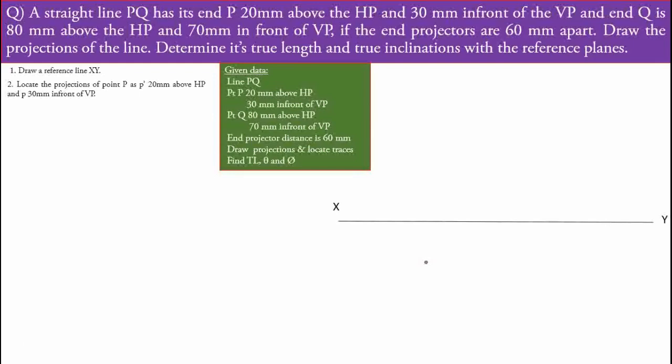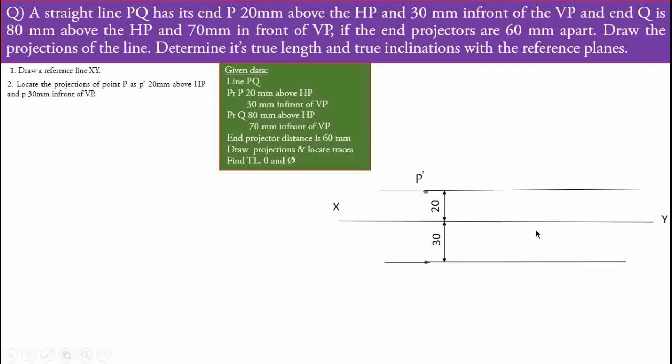So in the next step, we locate the 20 mm distance above the HP, meaning above the XY line, and draw the projection line exactly parallel to the XY. Locate any one point on that line as per the space availability and name that point P dash. Then the same point P is also represented in front of VP by 30 mm. So we represent the 30 mm distance below the XY line, and again draw one more projection line exactly parallel to the XY.